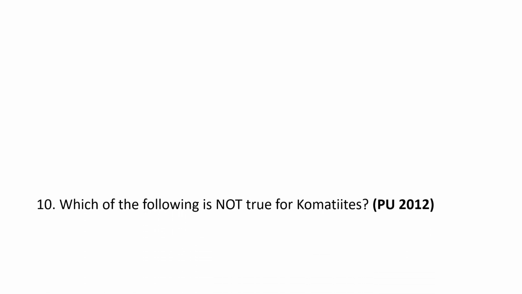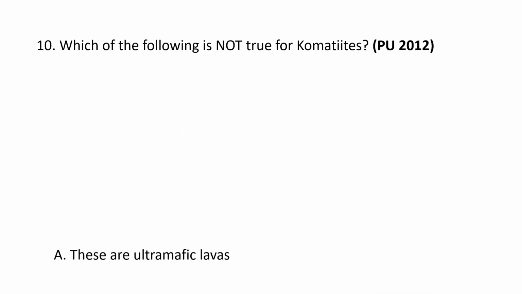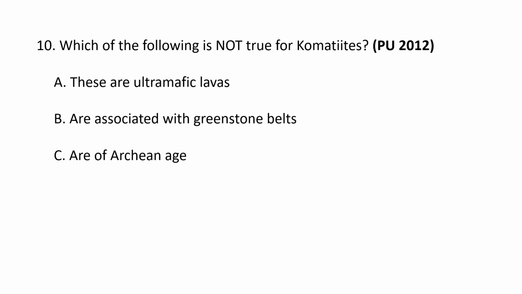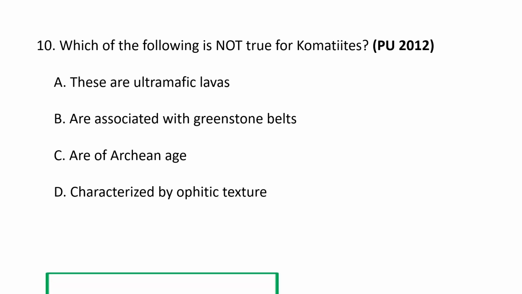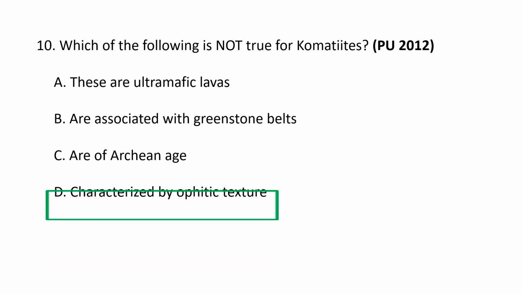Next question. Which of the following is not true for komatiites? A. These are ultramafic lavas. B. These are associated with the greenstone belts, and these are of Archean age. And D. These are characterized by ophitic texture. So the correct option is D.